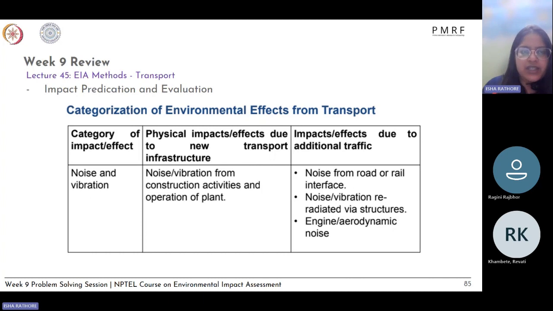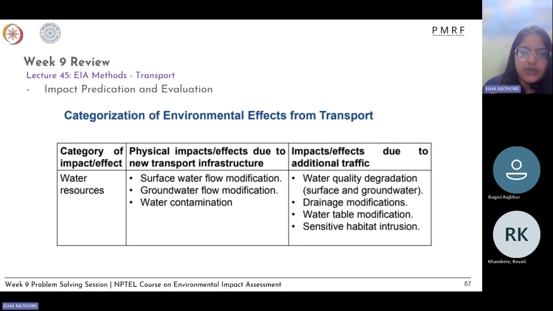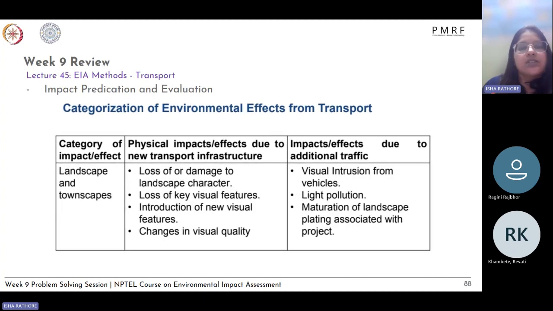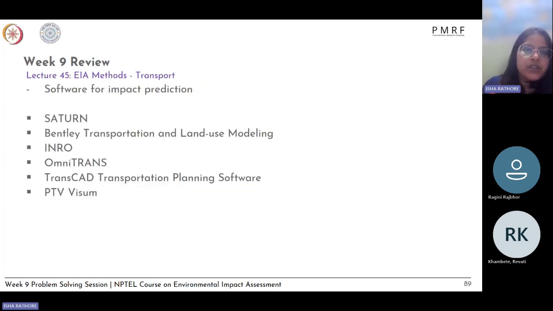Noise and vibrations again, soils, water resources, landscape, and townscapes. So we discussed the category of effect and the effects which arise because of development of infrastructure, transport-related projects, and their additional effects. Okay. Then we also looked at certain software which can be used for impact modeling. So this was all which we discussed in week 9.